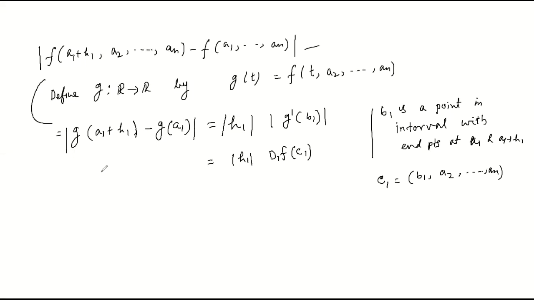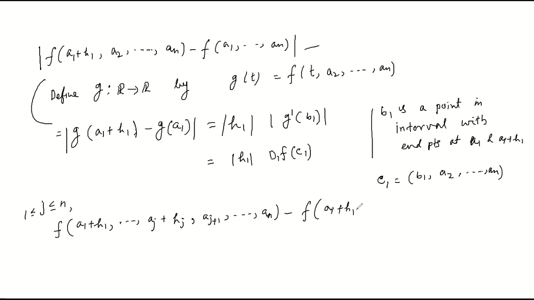So similarly, for J lying between 1 and N, we have a generic term: F of (A1 plus H1, and so on, AJ plus HJ, AJ plus 1, and so on AN) minus F of (A1 plus H1, and so on, AJ minus 1 plus H sub J minus 1, AJ, and so on AN).